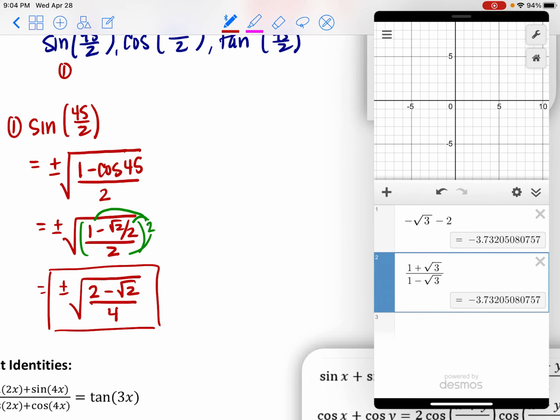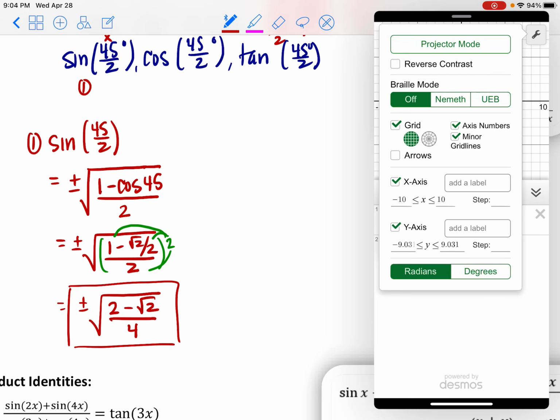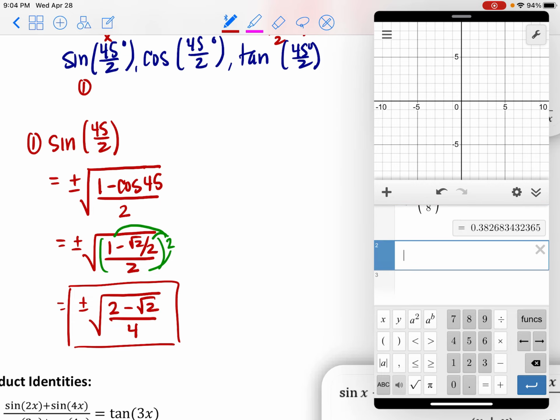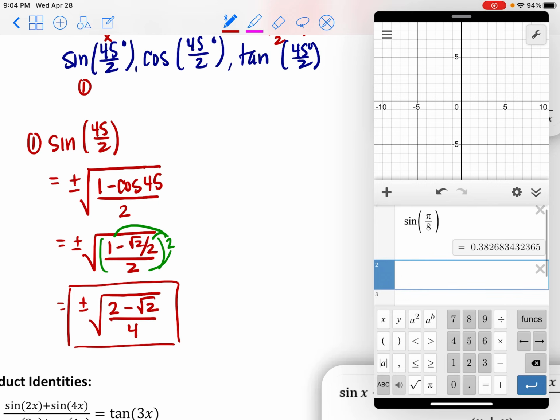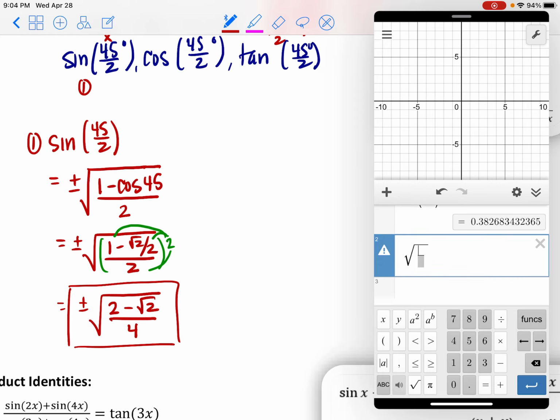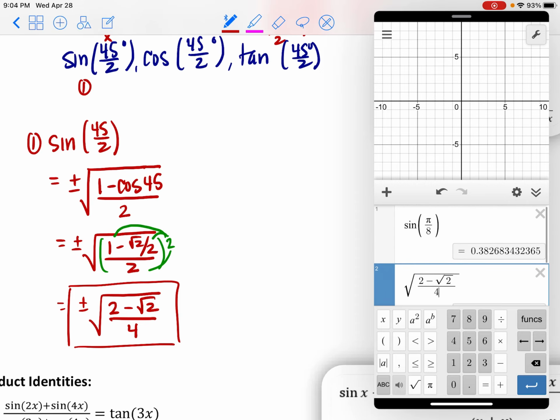And this is something we could verify with our calculator. So let's go ahead and do that. Let's make sure we're in radians, and we are. So let's put in the sine of pi over 8, gives us a decimal. And now let's put in our result. So let's put a fraction under here. This is 2 minus radical 2, and then on the bottom a 4, and there is our same exact decimal. Okay? So there's the first one.